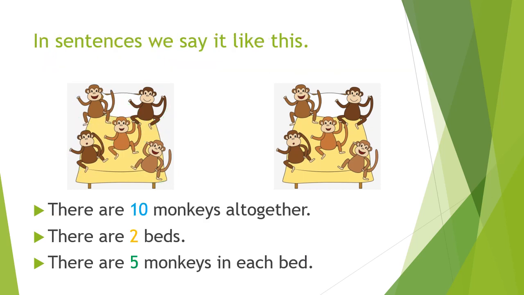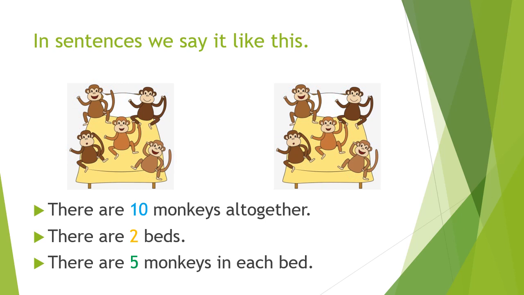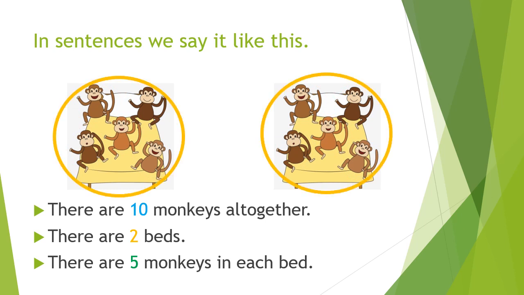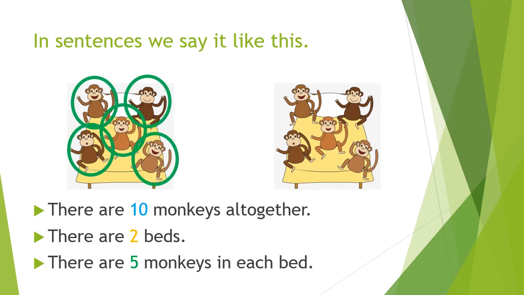5. Okay, so in sentences, we say it like this. There are 10 monkeys altogether. There are 2 beds. There are 5 monkeys in each bed. So, 10 monkeys altogether. Blue. There are 2 beds. Yellow. There are 5 monkeys in each bed. So, in one bed, ada 5 monkeys.